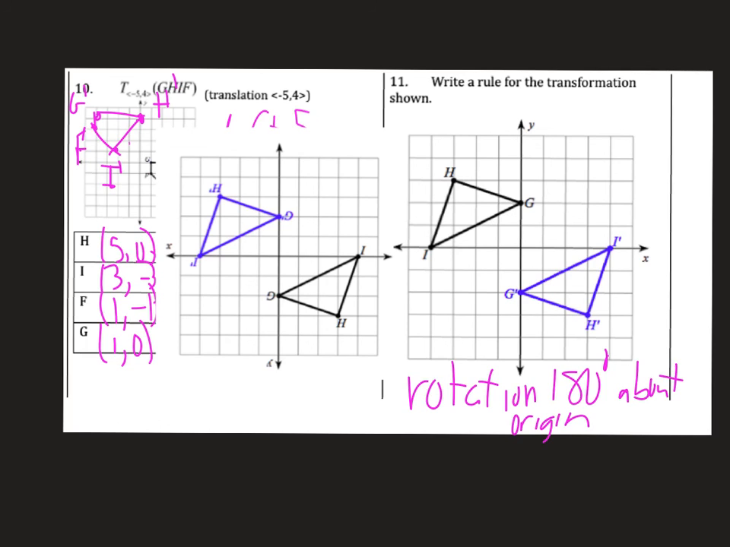If you want to write it in proper notation, it's rotation of 180 degrees about the origin of, I don't know, IHJ. By J, I mean G. If you don't write the proper notation on your quiz, that's okay, as long as you write in words or a description what's going on.